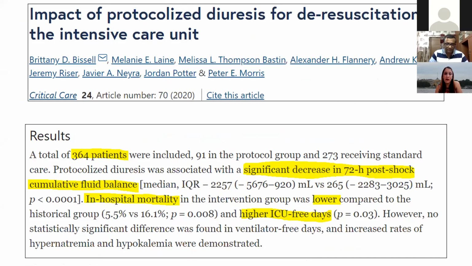This was a study of 364 patients wherein a protocol-driven diuresis was used, and protocolized diuresis was associated with a significant decrease in 72-hour post-shock cumulative fluid balance. The in-hospital mortality was much lower, 5.5% versus 16% in the standard care group. And there were higher ICU-free days with the protocolized diuresis group.